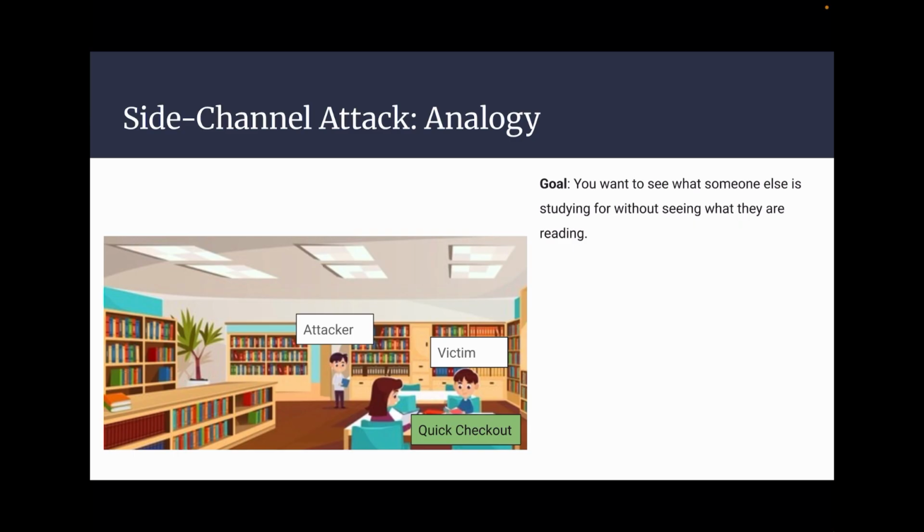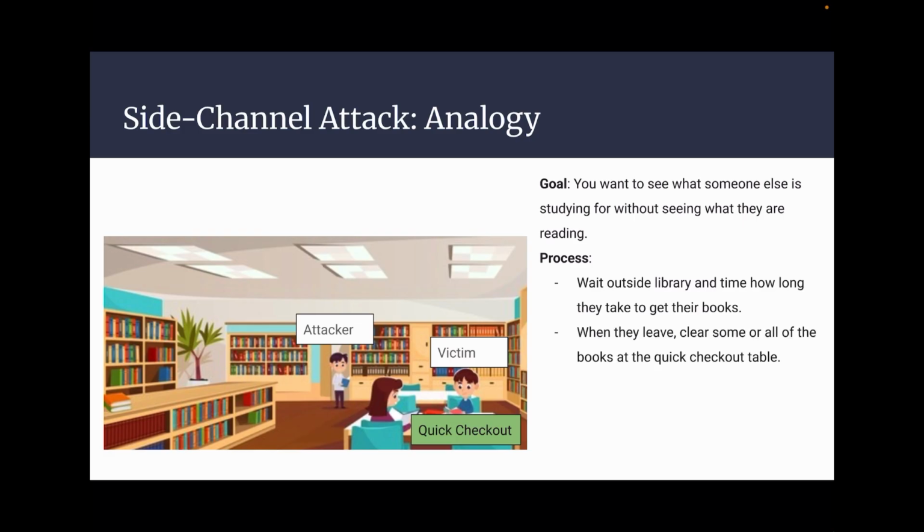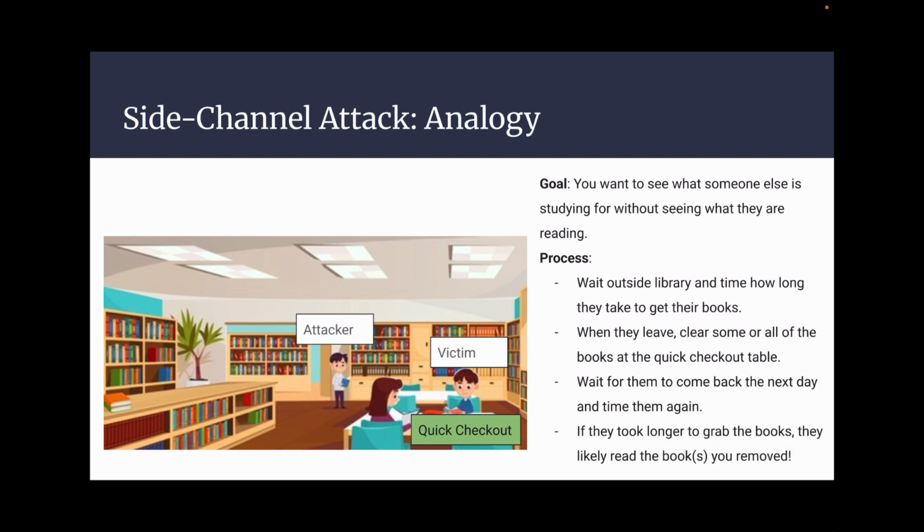So let's say you want to see what someone else is studying for without seeing what they're actually reading. The attacker in this picture would actually be outside the library. So what you could do is wait outside the library and time how long it takes them to get their books. Then when they leave, you could clear off some or all of the books at the quick checkout table, and then wait for them to come back and time them again. Now, if they took longer to grab the books, they probably read the books you removed from the quick checkout table, because that means they had to go to the back of the library and find the book. So in this scenario, the library would be the RAM or the memory, and the quick checkout table would be the cache.